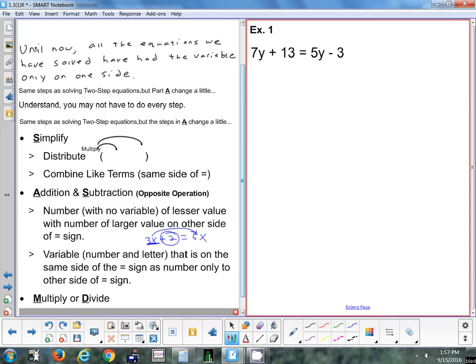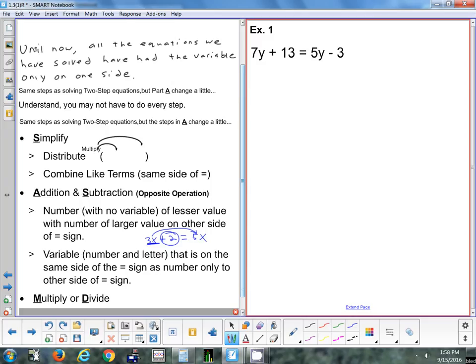All right, first thing, looking at example 1, 7y plus 13 equals 5y minus 3. Can anybody tell me, do I have distributive property? No, no distributive property there. If I did have distributive property, what symbols would I see? I would see parentheses. Do I have any like terms on the same side of the equal sign? Nope. No like terms on the same side of the equal sign.